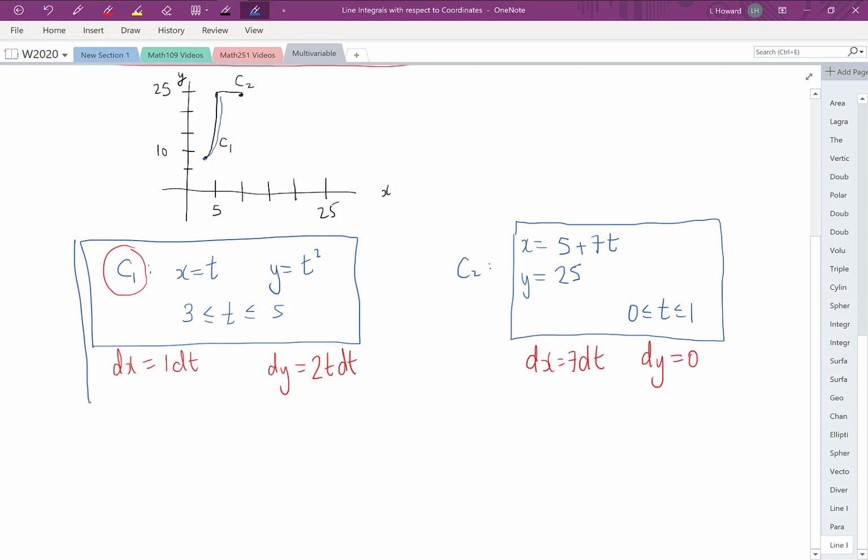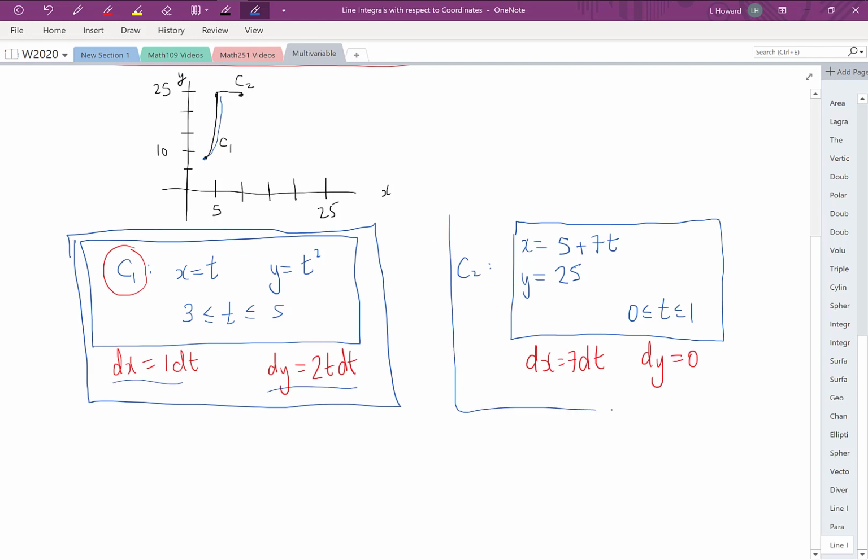So ideally, you would have all this stuff in one big box so that we understand that these differentials here refer to C1, and then we could have all this stuff here in a second box so that we know those differentials over here belong to C2. So we'll need that when we set up our integral.